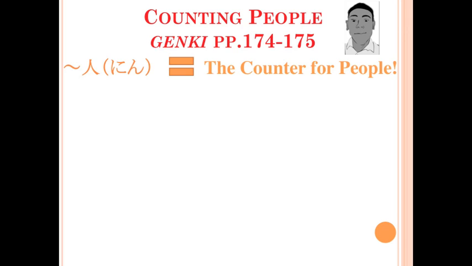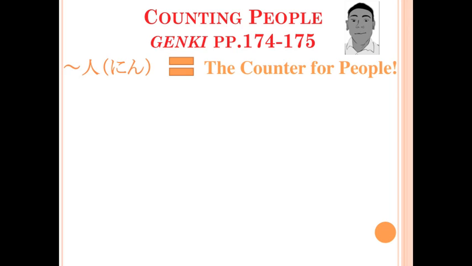This lesson is on nin, the counter for people. This lecture is based on pages 174 through 175 of Genki. You may remember our discussion of counting in Japanese from Lesson 5. In Japanese, numbers are followed by counters, a kind of suffix that classifies the object being counted. In this lesson, we'll learn a very important counter, nin, the counter for people.